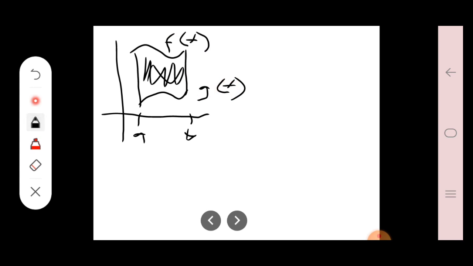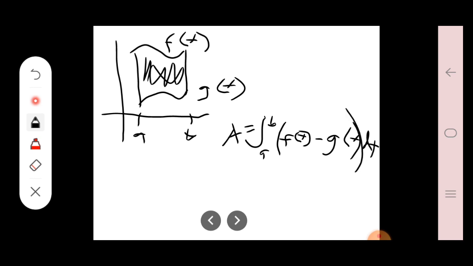So the area is simply the integral from A to B of f of x minus g of x dx. So that's how you can find the area between two curves.